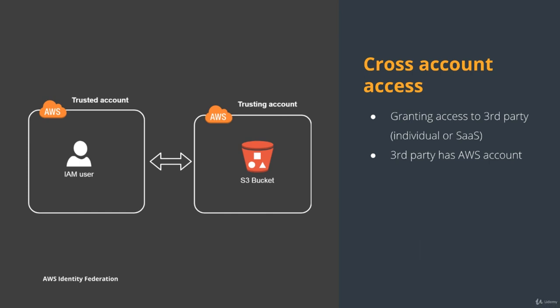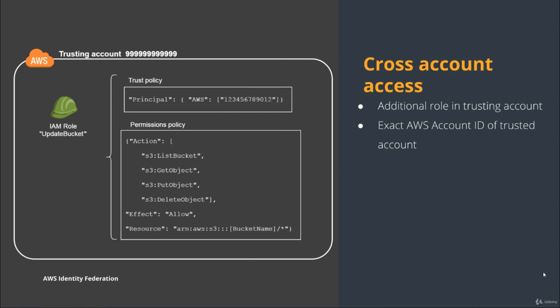Let's clarify some terms here. The AWS account that is granting access to its resources is called the trusting account. The AWS account that receives access permissions is called the trusted account. This approach requires creation of an additional role in the trusting account. This role should have the minimum permissions required to execute the necessary actions. Also, it should state the exact AWS account ID of the trusted account that will assume this role. After this role is created, you need to get its ARN and provide it to the trusted account.